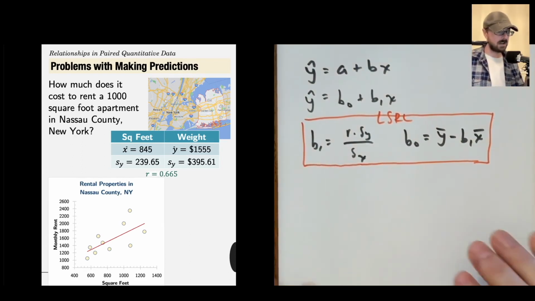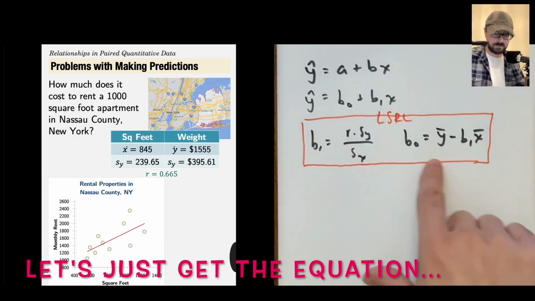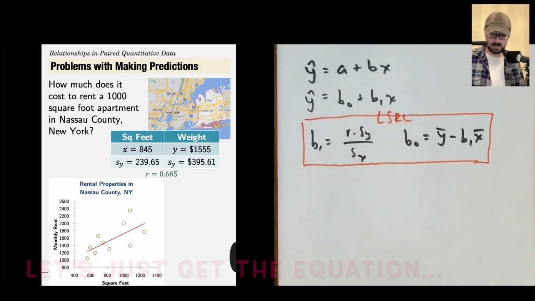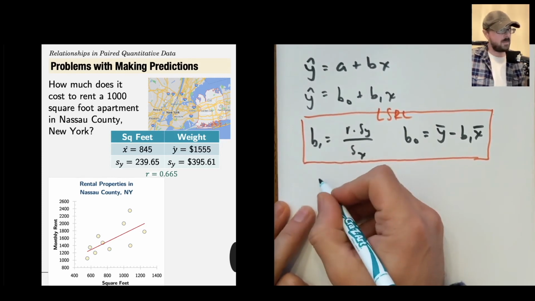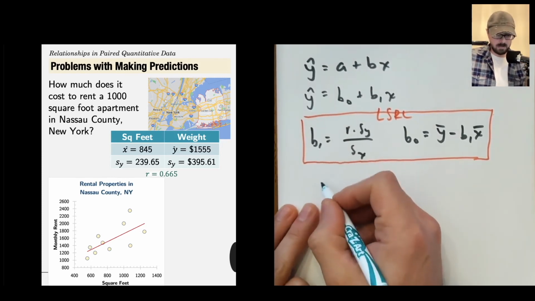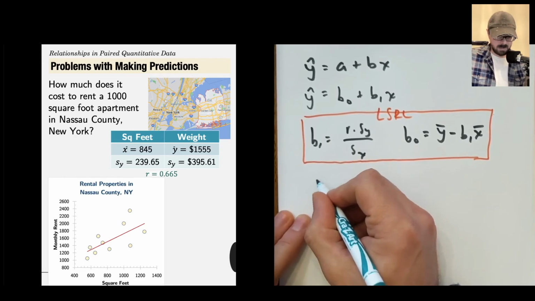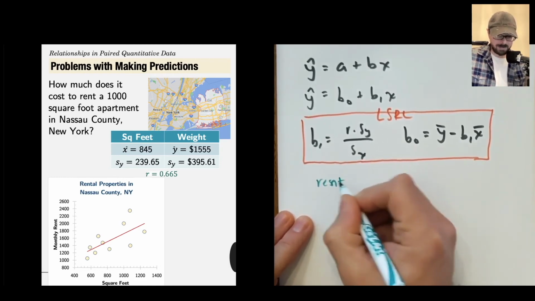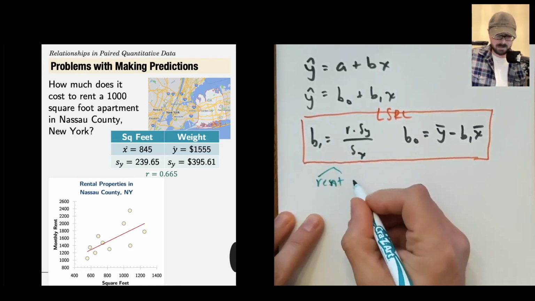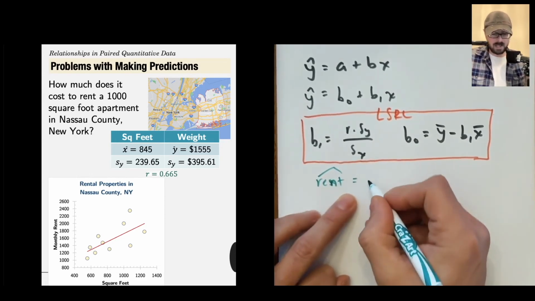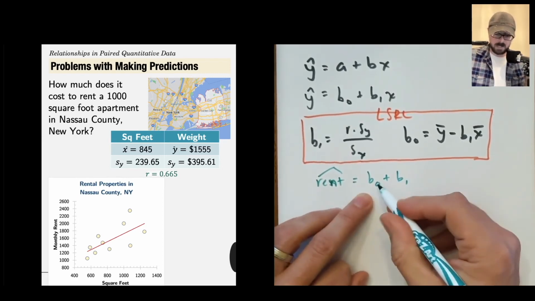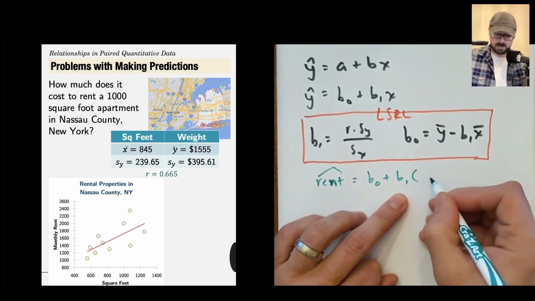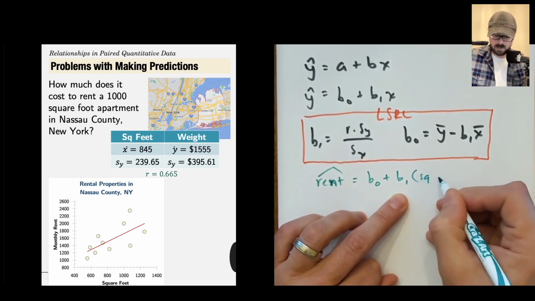Well, let's do the math and figure it out by generating the equation of the least squares regression line. Let's start off by getting the slope first. If I want to predict, here I'm going to do it in context, let's say I want to predict the rental price, which is not the weight. So the predicted rental price equals B naught plus B1 times the number of square feet of the apartment.